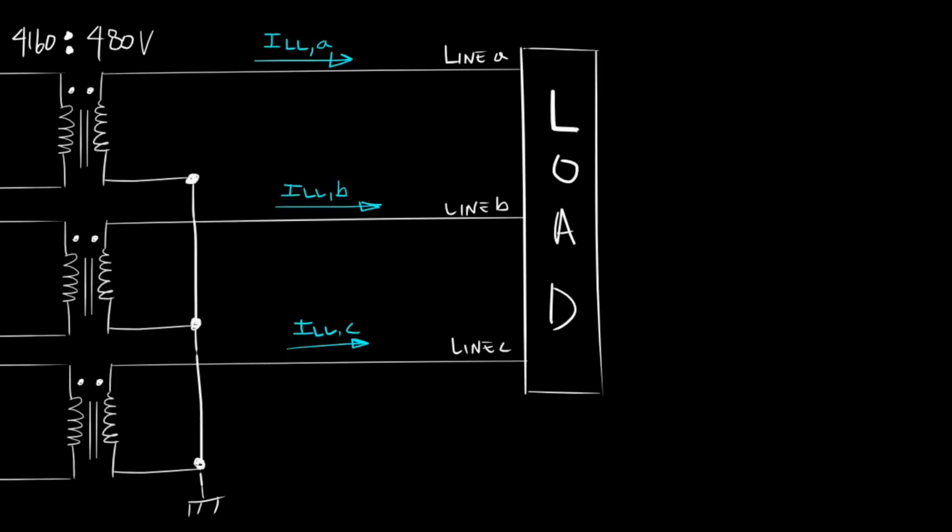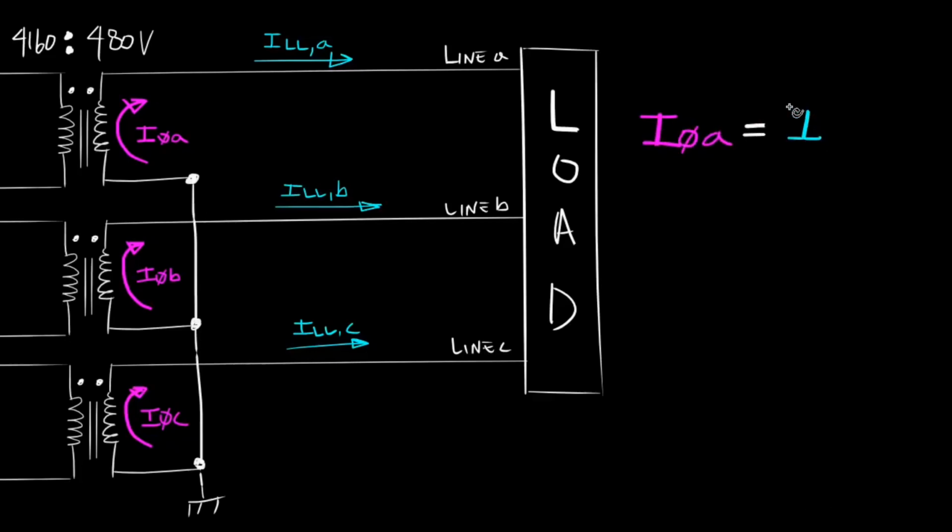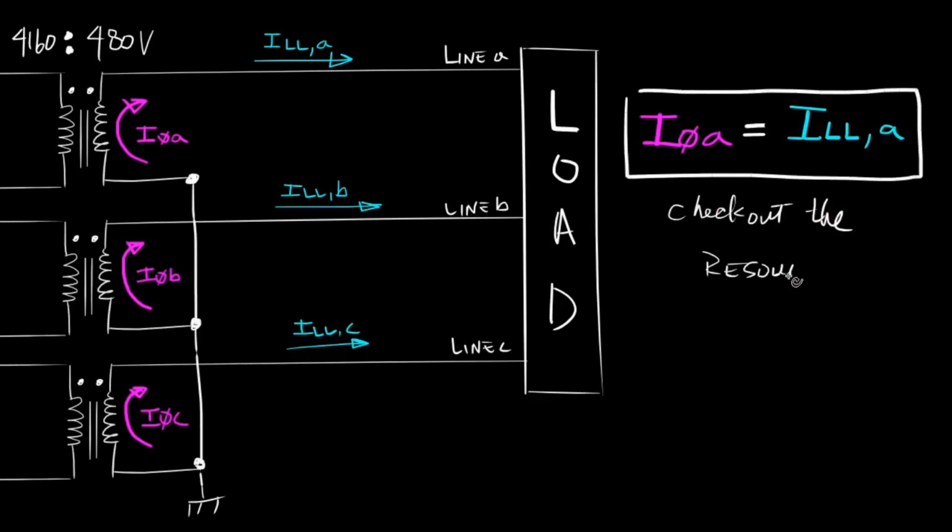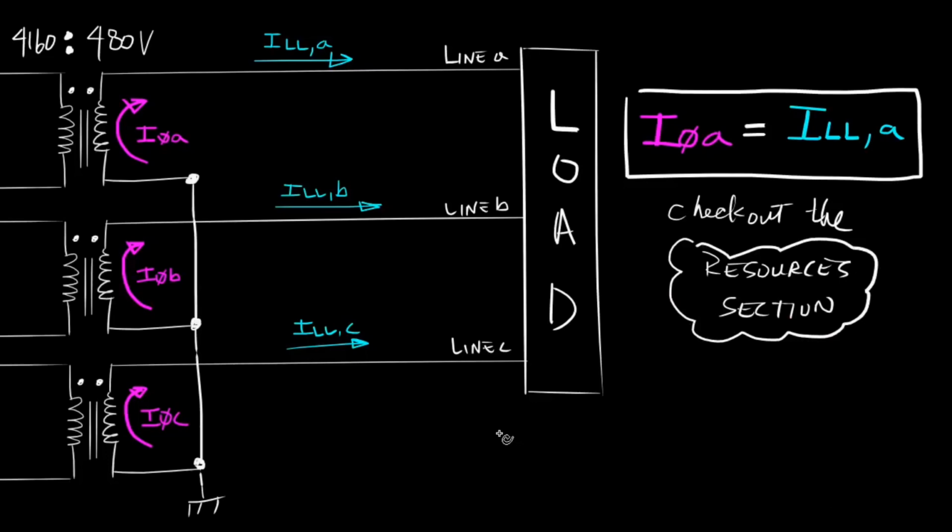We should expect phase A current to come from winding A and flow to our load. Similarly, phase B current comes from winding B and flows to our load, and phase C current comes from winding C and flows to our load. For a Y-connected transformer, we should expect phase A current and line-to-line current A to be the same. Check out the resources section for additional information.